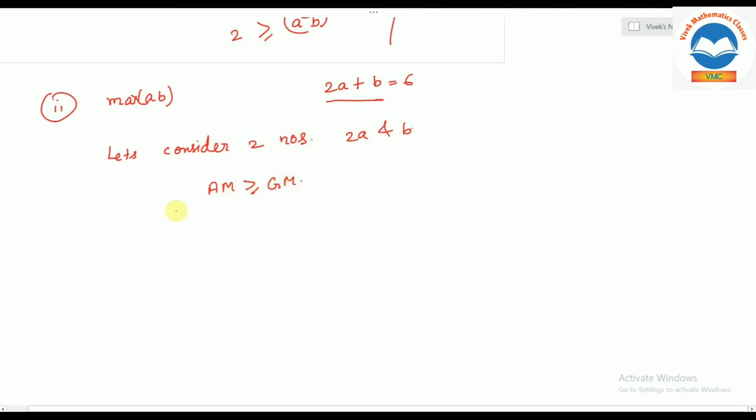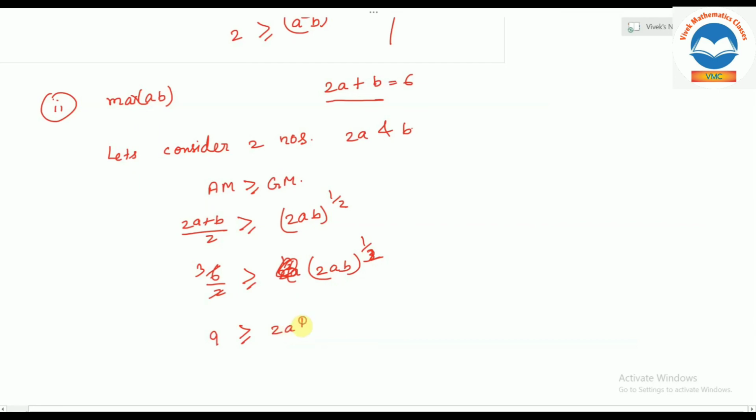AM greater than or equal to GM. It means (2a plus b) divided by 2 should be greater than or equal to the GM, which will be (2ab) to the power 1 by 2. So the 2a plus b value we know is 6. 6 divided by 2 will be greater than or equal to (2ab) to the power 1 by 2. So here we are getting 3. If you square both sides, what you will get here? 9 will be greater than or equal to 2ab.